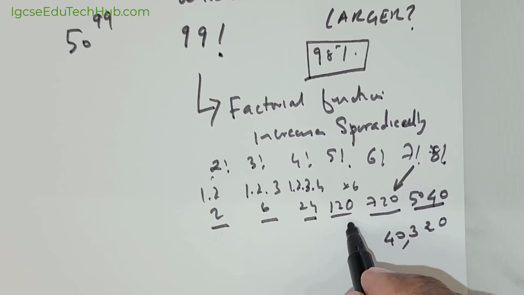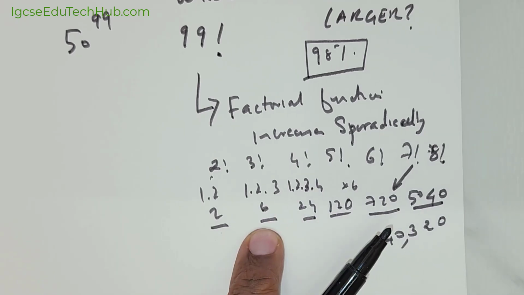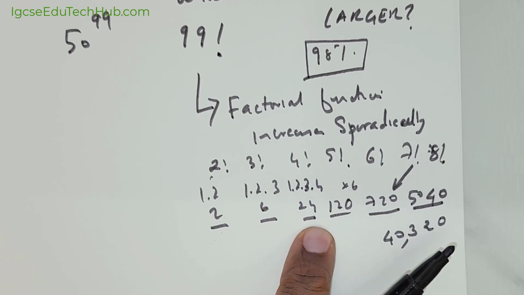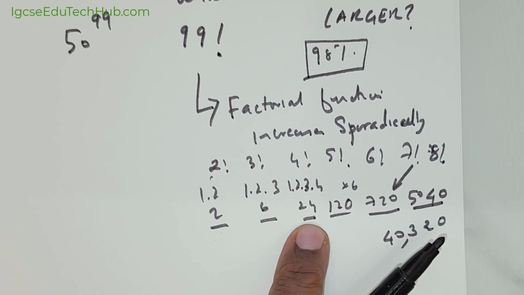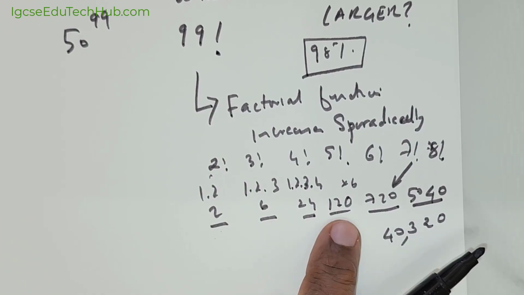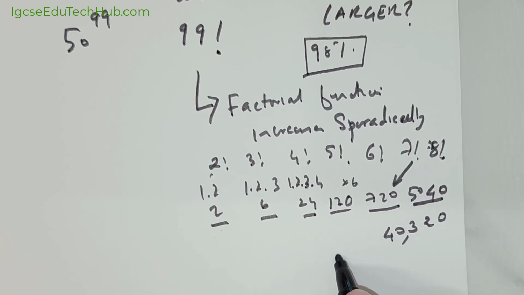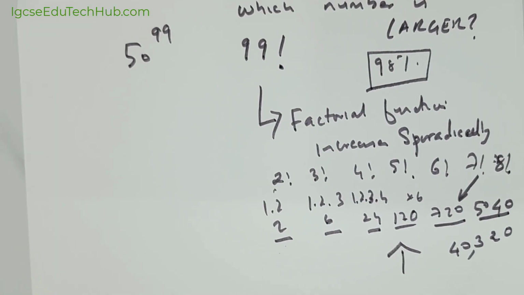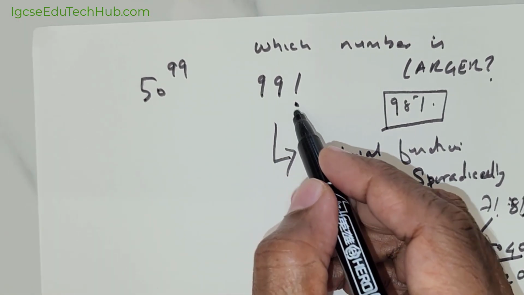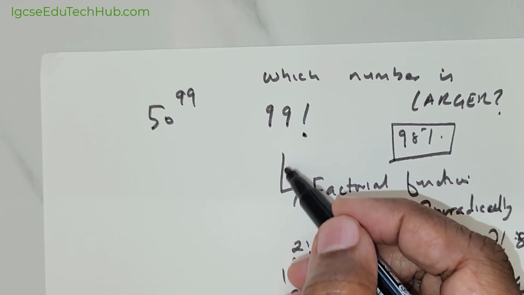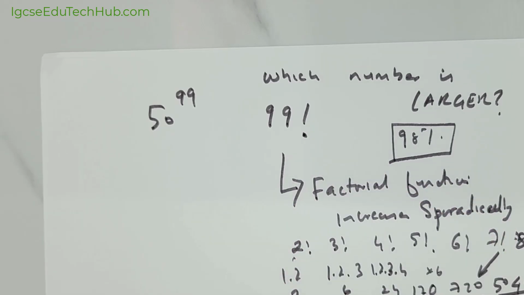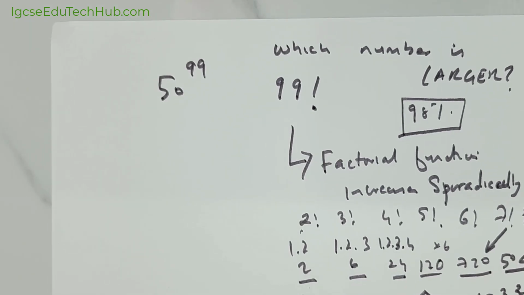So from here onwards, you can clearly see you have 2 one-digit numbers and just 1 double-digit number, and then 2 three-digit numbers, and from then onwards the numbers increase erratically. There is no pattern in this at all. That is the case with 9 factorial, or I would say factorial functions. And guess what we got? We got 99 factorial. So we have to handle that a little bit carefully.